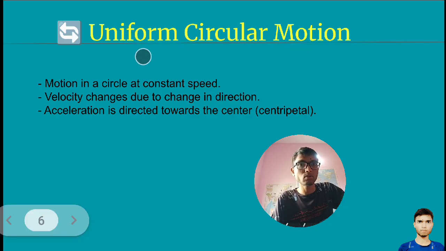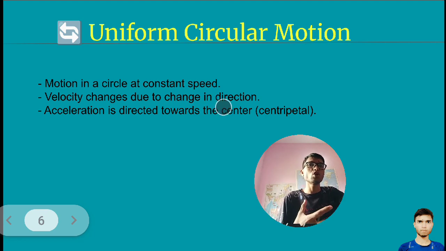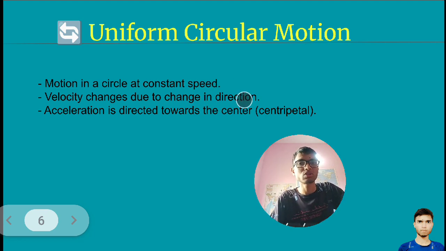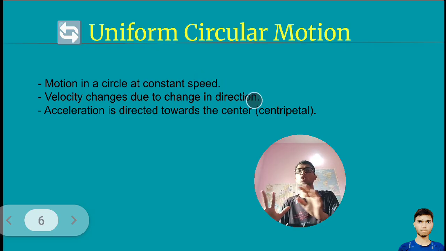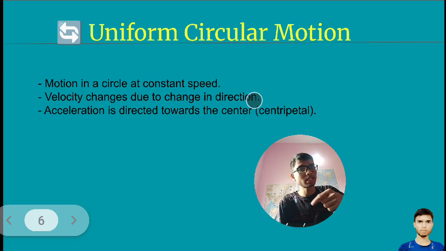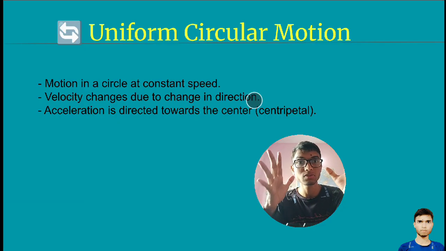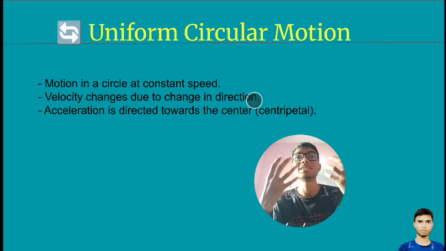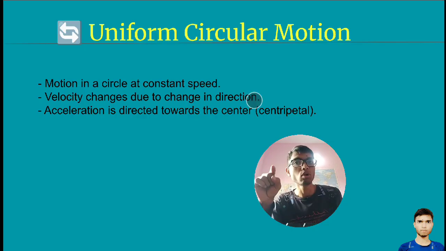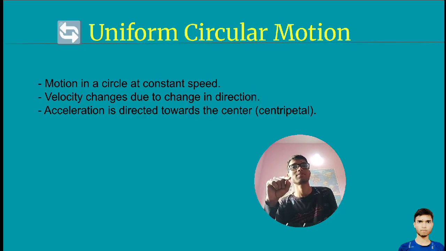And the other word is what? Uniform. It means the speed of motion is fixed. The speed of the moving object is fixed, and it is moving in circular shape. That's why this type of motion will be considered as uniform circular motion. Remember, an object moving in circular shape with a fixed speed will be considered as uniform circular motion. Motion in a circle at constant speed. Clear? Velocity changes due to change in direction.